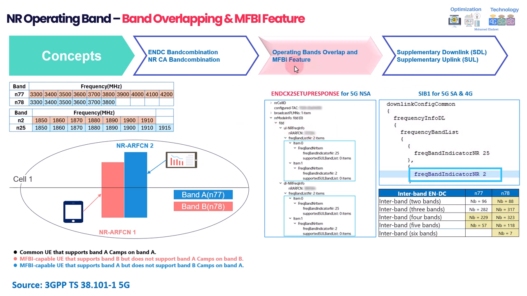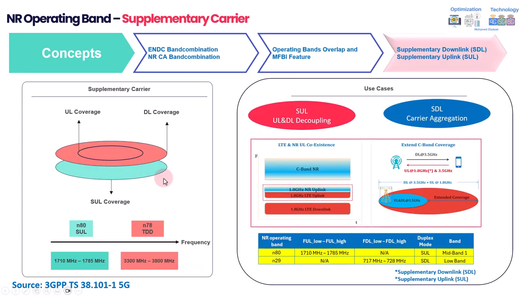So now let's move to the last concept about the NR operating bands, which is related to supplementary downlink and supplementary uplink. Now, for the supplementary downlink and supplementary uplink, what is meant by this? This means that some particular frequencies are shown in the bottom right here. For example, I give a sample from N80 and N29. I will also show you the complete band list which you have from 3GPP.